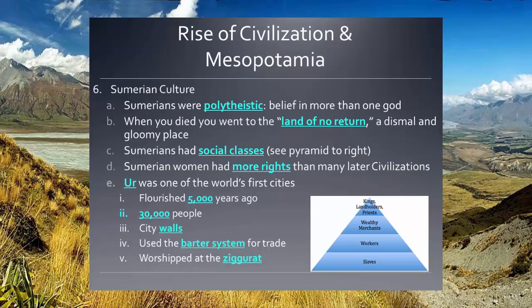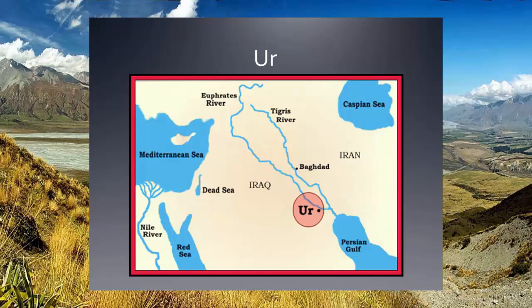They would also practice religion and worship at the ziggurat at the center of the city, which we talked about earlier. Here we see Ur in the southern region of present-day Iraq. As you can see, it was located right next to the Euphrates River, which is still there today.